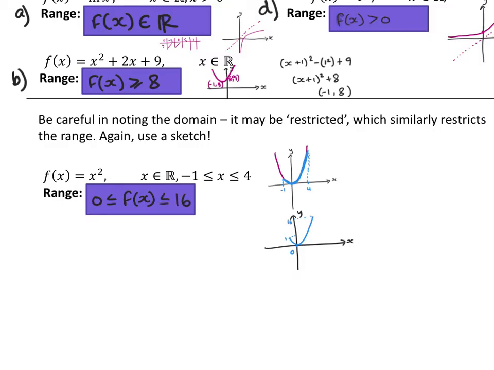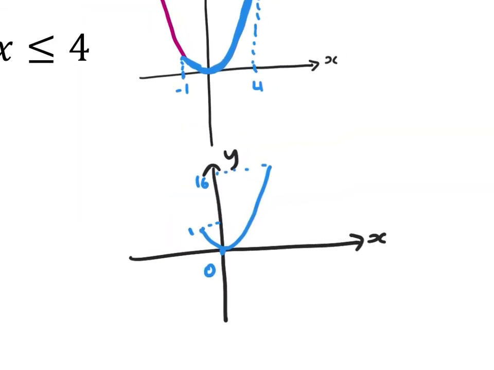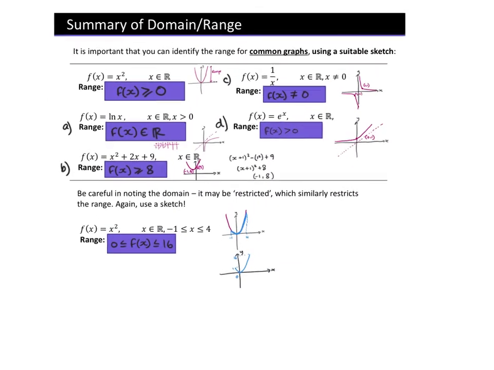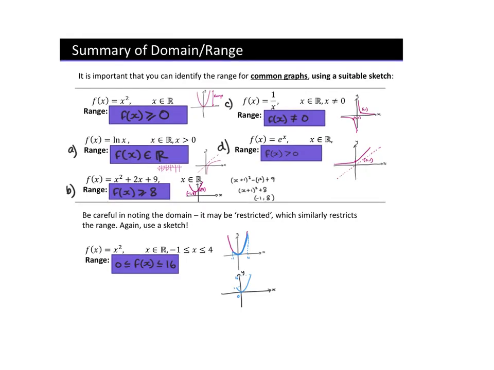Because again, our range of values is on our y-axis, what can we get, it's our set of outputs. And here we can choose any value of x between minus 1 and 4, I'm going to get from 0 all the way up to 16. I could even get 15.49. Okay, this is why this is in that interval. Okay, any questions about this?